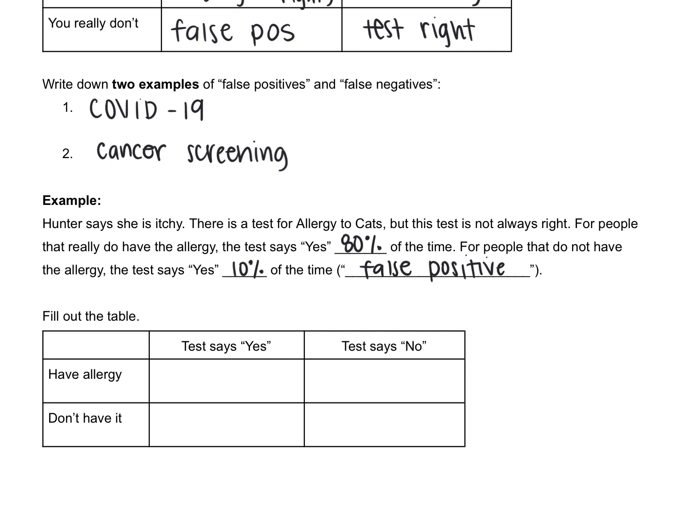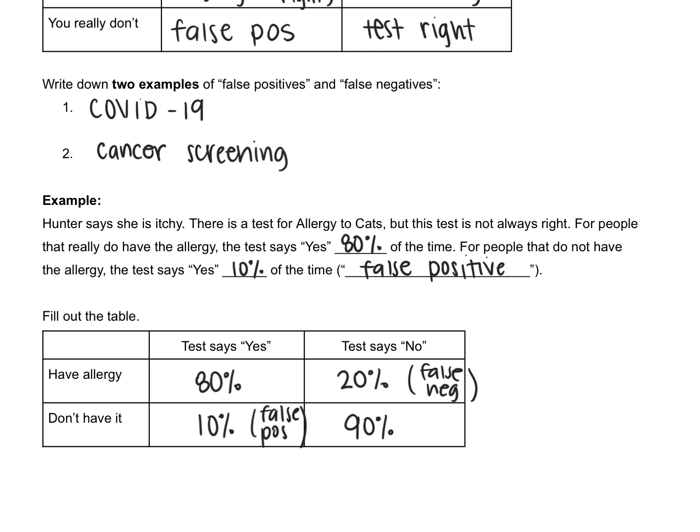So if you look at this in terms of a table, if the test says yes and Hunter really does have the allergy, that probability is 80%, which means that the false negative rate is 20%. So you have the allergy, but the test says no 20% of the time. On the reverse side of things, if you don't have the allergy, the test says yes 10% of the time. This is our false positive rate, which means the test says no and you don't really have the allergy 90% of the time.